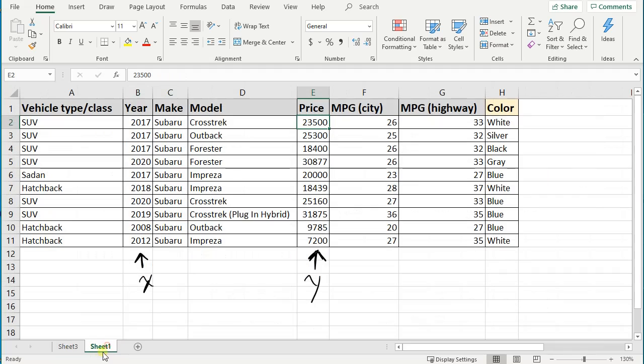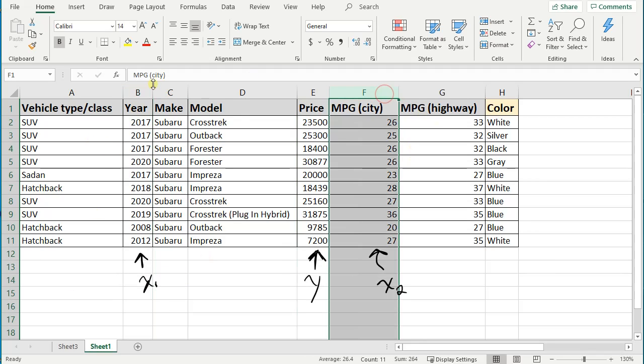Now moving on. What if I want to look into more than just year predicting price? Maybe the miles per gallon also predicts price. So now I'm going to have a first variable and a second variable. It's more than just one X now. To do this in Excel, the first thing I need to do is move this column next to this column. Excel likes all of your X's to be right next to each other.